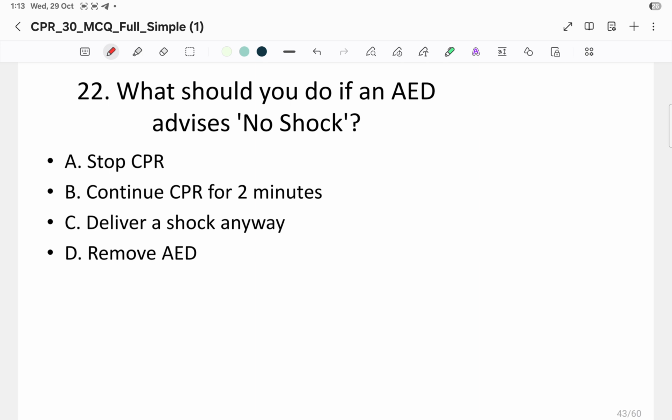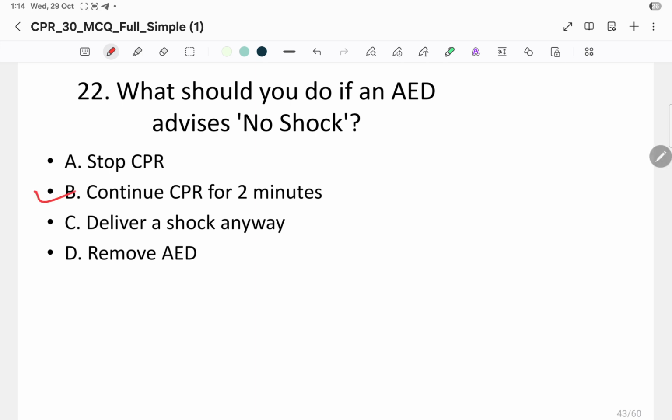Next, what should you do if an AED, that is automated external defibrillator, advises no shock? Option A, stop CPR. B, continue CPR for 2 minutes. C, deliver a shock anyway. D, remove AED. So what should we do if we see no shockable rhythm in AED? Should we continue CPR or stop CPR, or should we deliver a shock anyway, or should we remove AED? So the correct answer here is option number B.